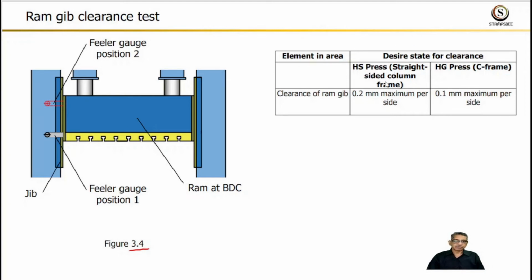The standard value for straight-sided press is 0.2 mm per side. Now we will understand the test. The instrument required is a feeler gauge set.